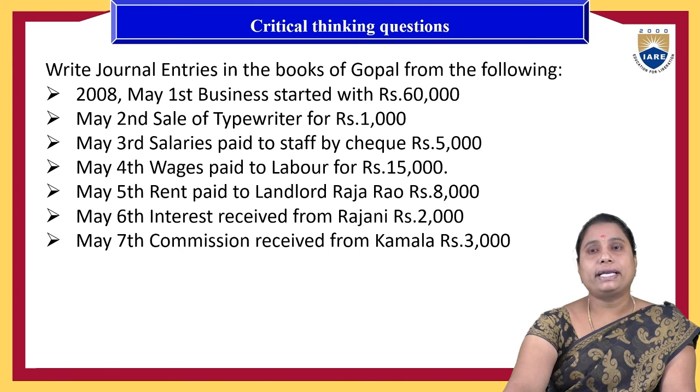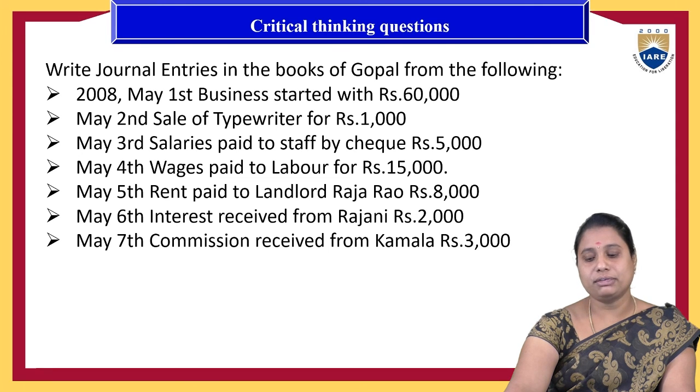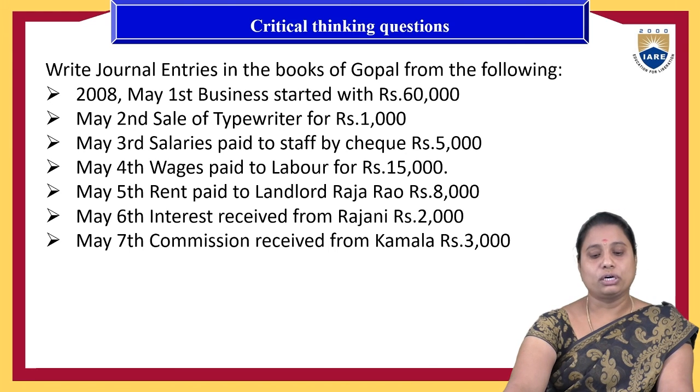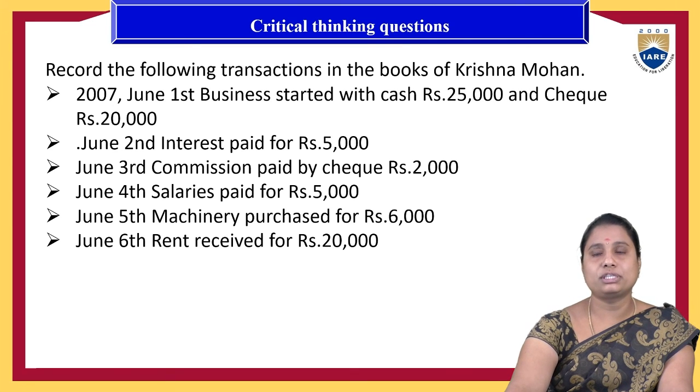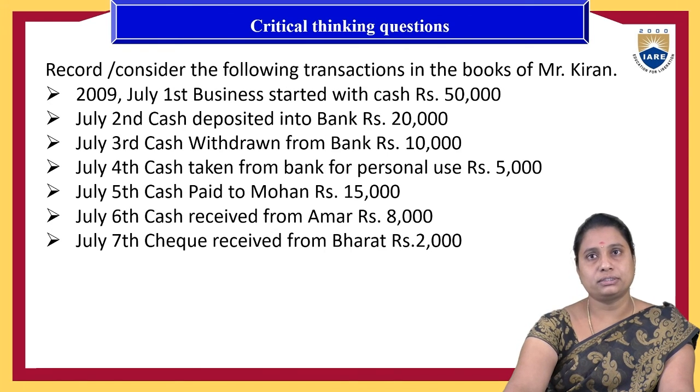Rent paid to landlord Raja Rao, that is rent account and cash account. And interest received from Rajani, cash account and interest received. Commission received from Kamala, commission account and cash account. Same as recording the transactions of Krishna Mohan, 2007 June 1st, business started with cash, checks, interest paid. For all these ones, we need to prepare the journal entries.